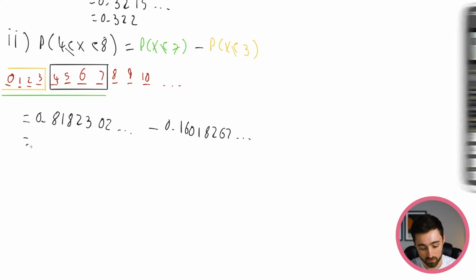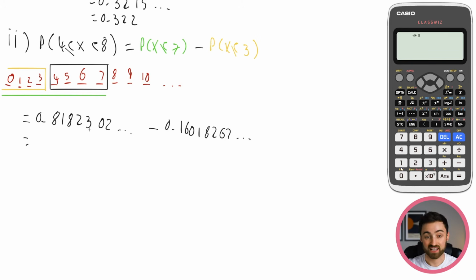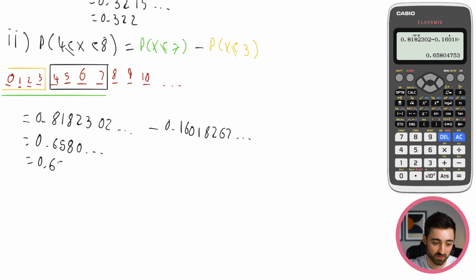Work this out. So go menu 1, write this out. I've done more than enough accuracy here. So 0.8182302 minus 0.1601827. Just go over the top, right? And then this is 0.658, and so on. I'll round to 3 significant figures again. So 0.658. And I believe that is it for question 3.